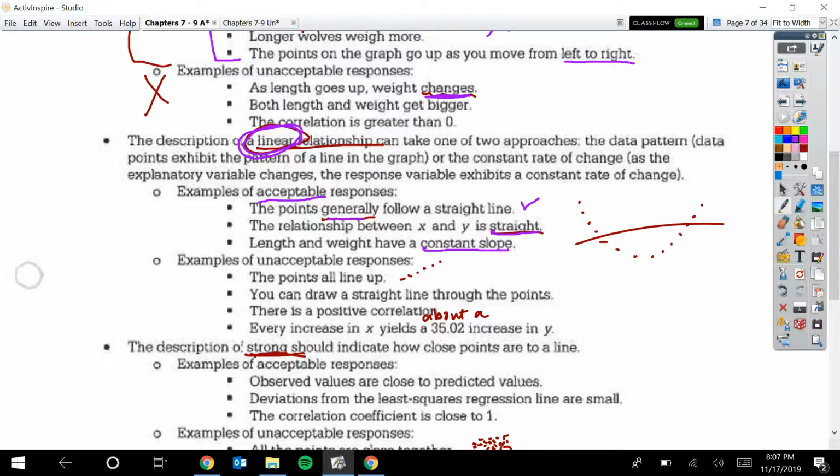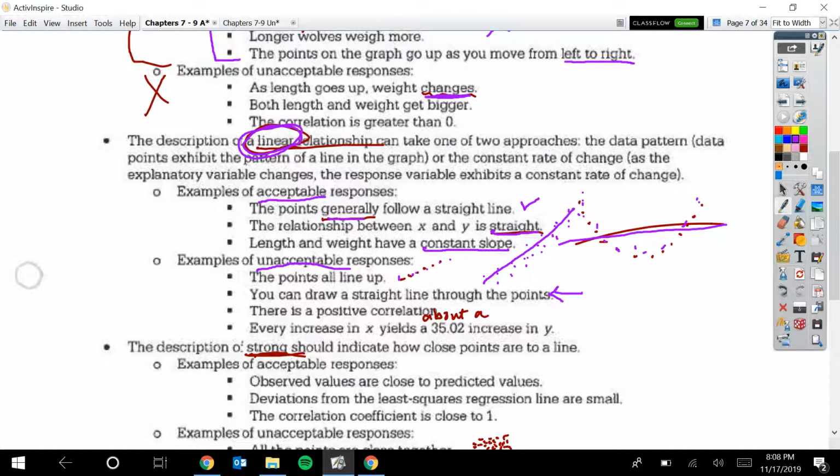Okay. All right, here are unacceptable. You cannot just say the points all line up because that could be meaning they're all exactly in a straight line, which this linear relationship doesn't mean. They're just increasing in that linear pattern. All right, you can draw a straight line through them. Interesting. They didn't like that, saying you can draw a straight line through it. I guess because you can have this right here, and you can draw a straight line through that too. So really, what is that saying?